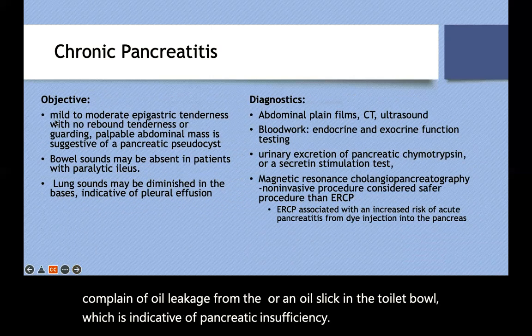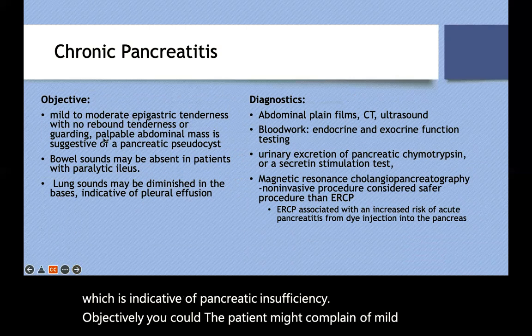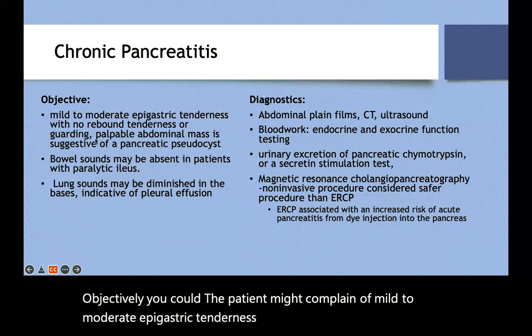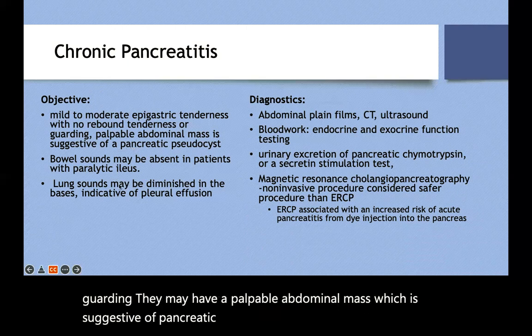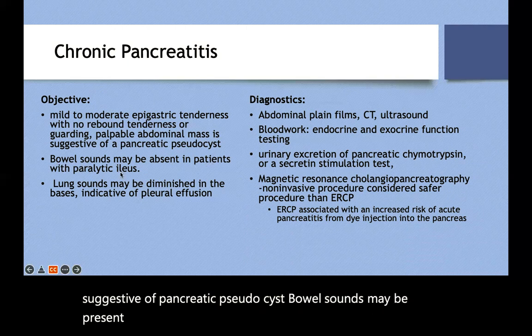Objectively, the patient might complain of mild to moderate epigastric tenderness with no rebound tenderness or guarding. They may have a palpable abdominal mass, which is suggestive of pancreatic pseudocyst. Bowel sounds may be present in patients with paralytic ileus. Lung sounds may be diminished in the bases, indicative of pleural effusion.